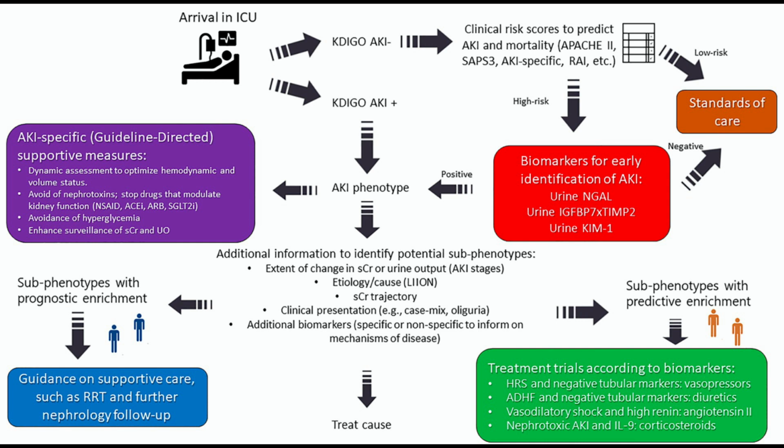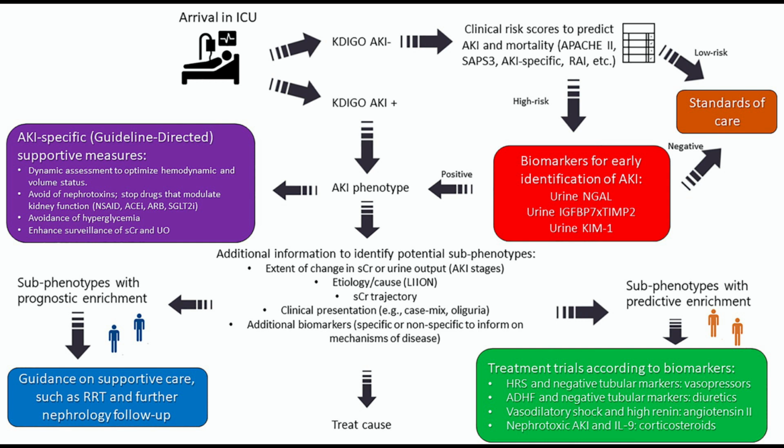AKI-specific supportive measures include optimizing hemodynamic and volume status, avoiding nephrotoxins and discontinuing certain drugs, maintaining glucose levels, monitoring serum creatinine, SCR, and urine output, UO. Additional information is collected to identify potential AKI subphenotypes such as changes in SCR or urine output. The cause of AKI, SCR trajectory and clinical presentation. Other biomarkers. There are two AKI subphenotypes, those with prognostic enrichment and those with predictive enrichment.